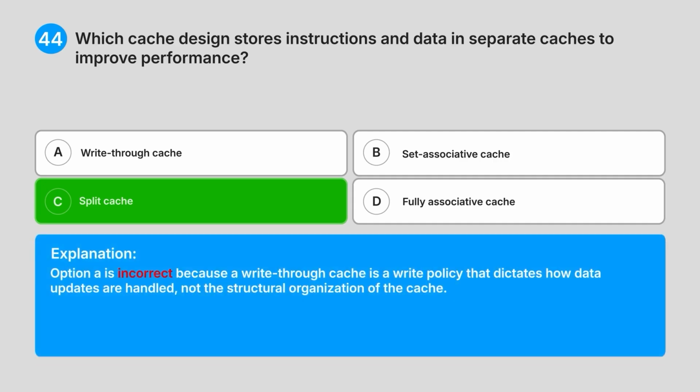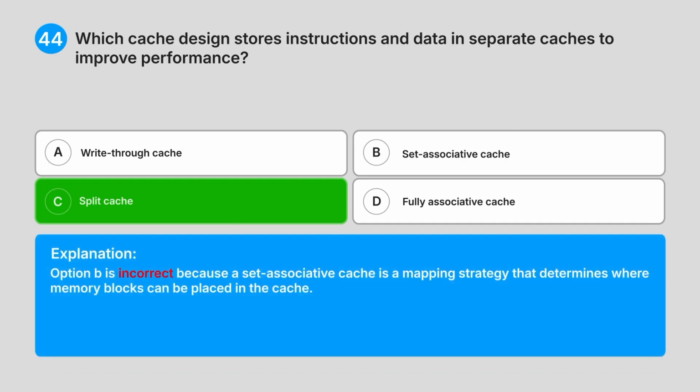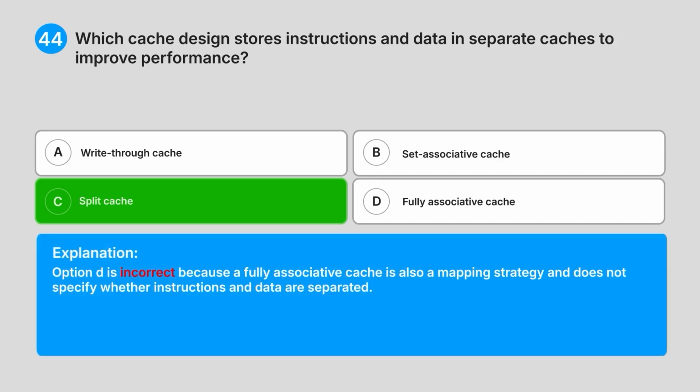Option A is incorrect because a write-through cache is a write policy that dictates how data updates are handled, not the structural organization of the cache. Option B is incorrect because a set associative cache is a mapping strategy that determines where memory blocks can be placed in the cache. Option D is incorrect because a fully associative cache is also a mapping strategy and does not specify whether instructions and data are separated.